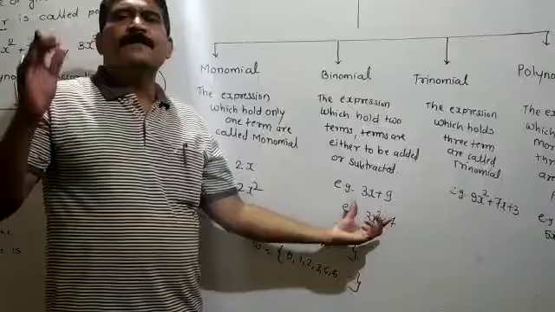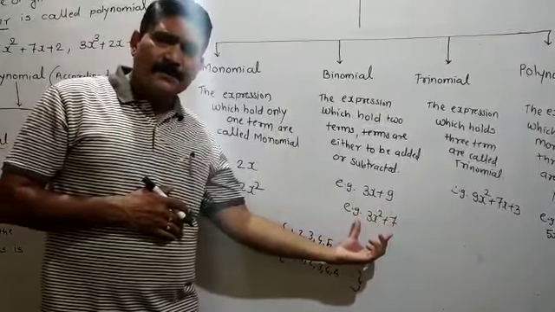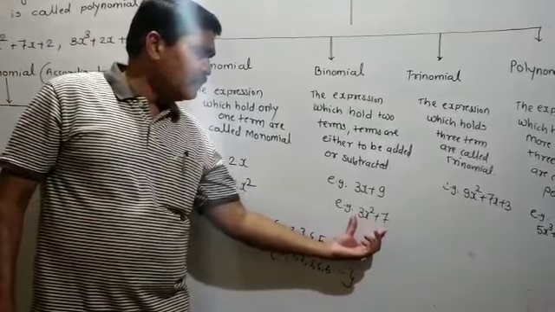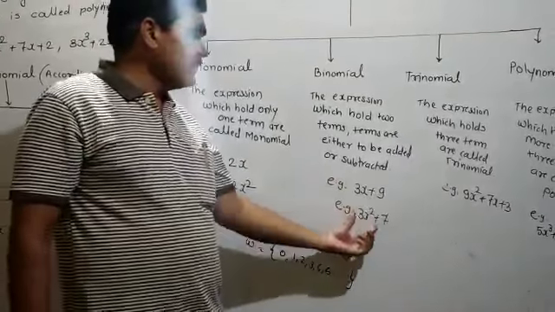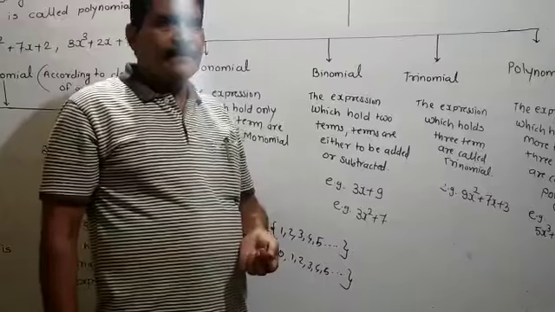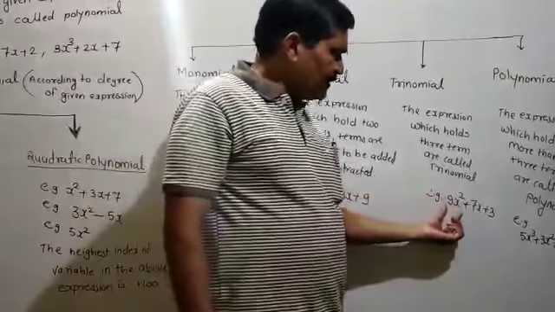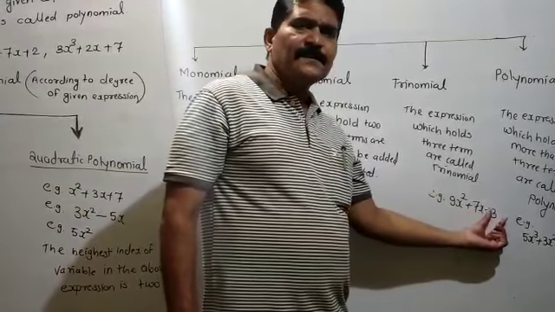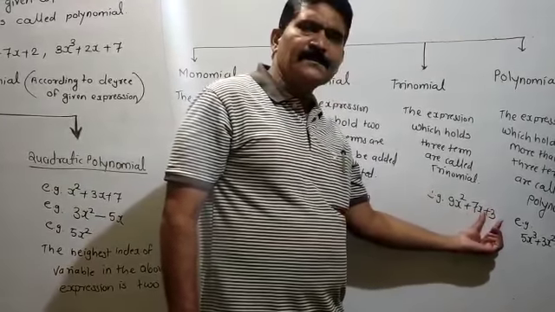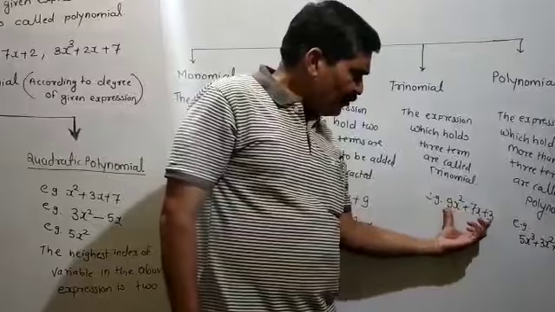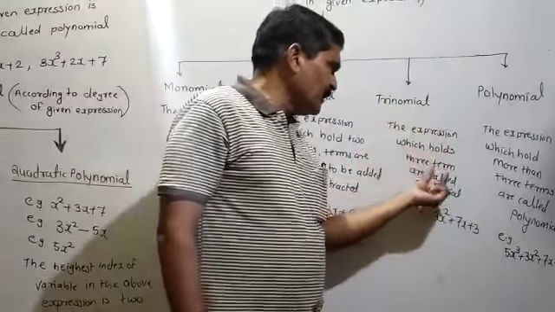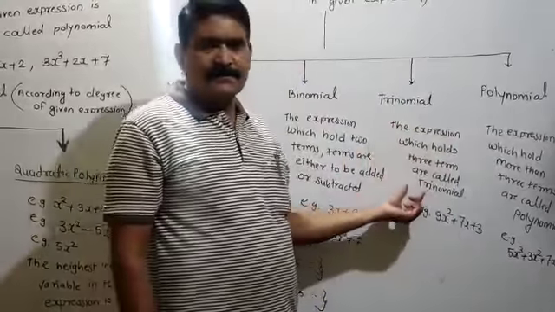Don't express here the degree of the expression. Here you only have to express the number of terms. According to the number of terms, these expressions are called the binomial. Here this expression holds 9x square as one term, another one is 7x, and the last term is 3. So this holds three terms. So the expression which holds three terms is called the trinomial.